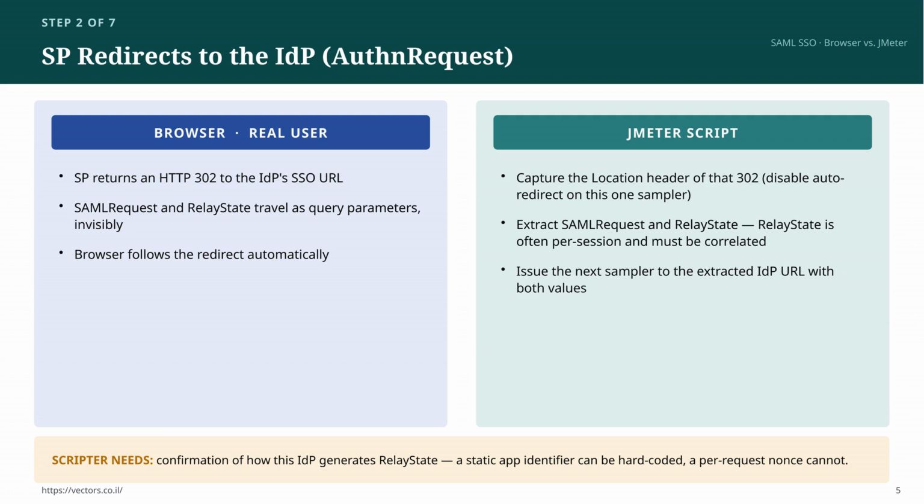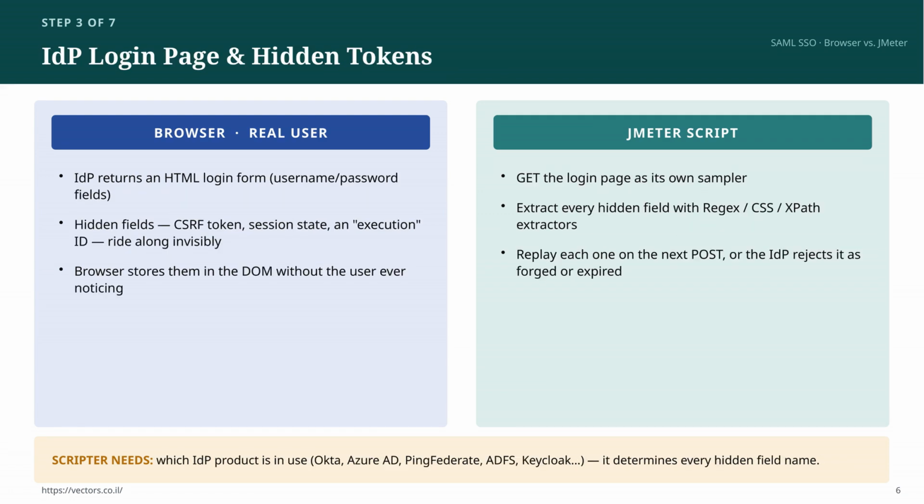In JMeter, you have to catch that redirect deliberately. Either disable auto redirect on this one sampler so you can read the location header yourself, or add an extractor right after it. And here's the critical question for your SSO team. Is relay state a fixed value tied to the application, or does it change on every single request? If it's dynamic, it must be correlated. You cannot hard-code it.